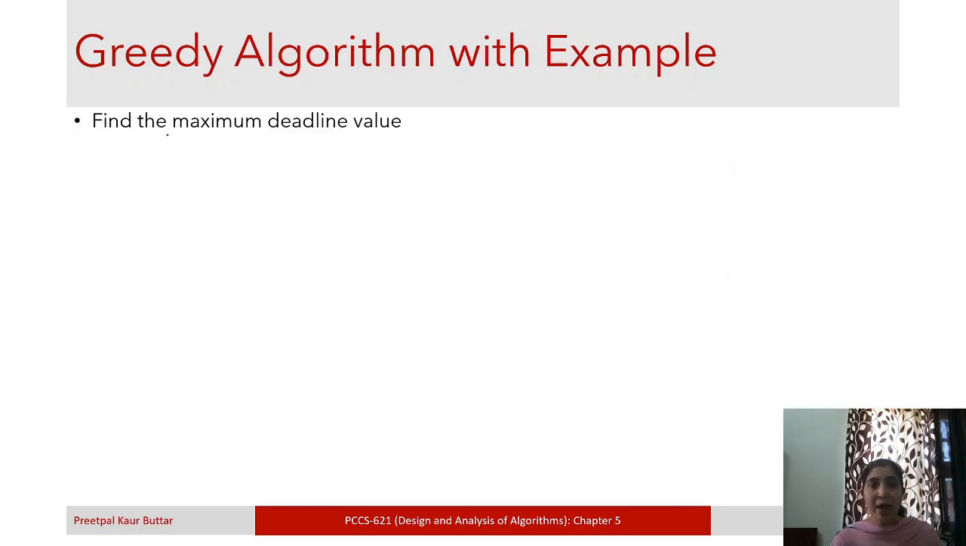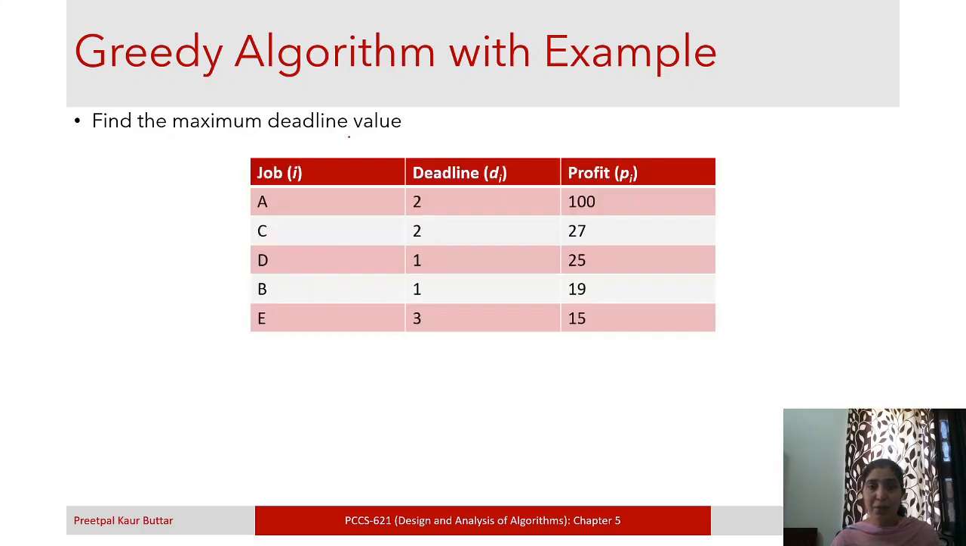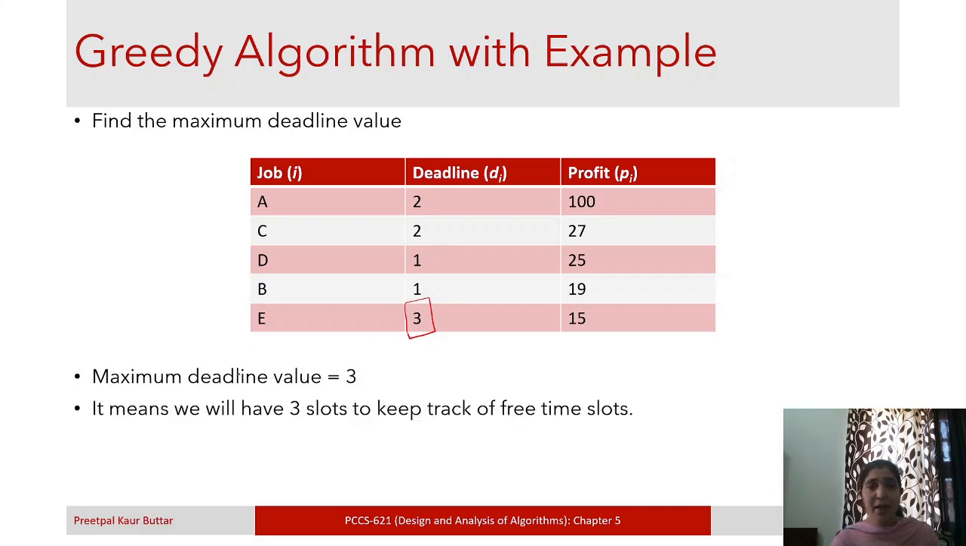Then find the maximum deadline value. Out of these jobs sorted in the order of profit, which job has the maximum deadline value? Here we see that the maximum deadline is that of job E. Job E has a deadline of 3, which is maximum out of all these deadlines. It means that is how many total slots we have.